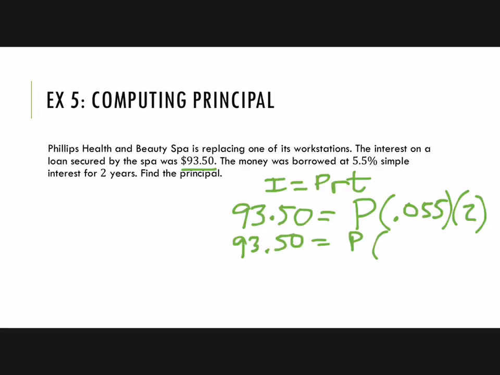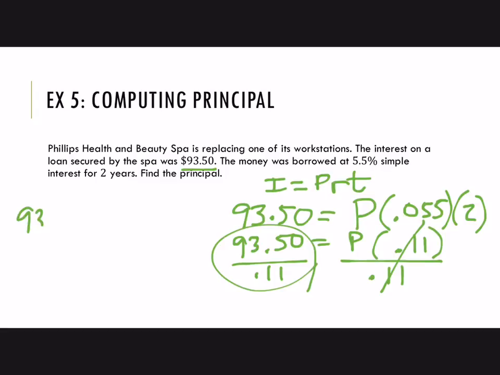Okay, 0.055 times 2 is 0.11. Alright, and so then to find the principal, we need to divide by 0.11. Okay, so in a calculator, you would want to do 93.50 and then divide that by 0.11. And let me do that real quick, and that's 850. So the principal is $850.